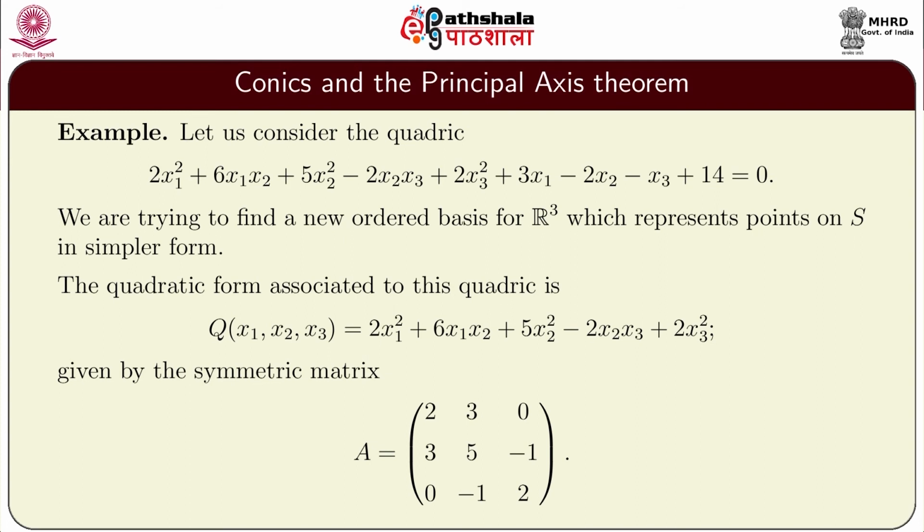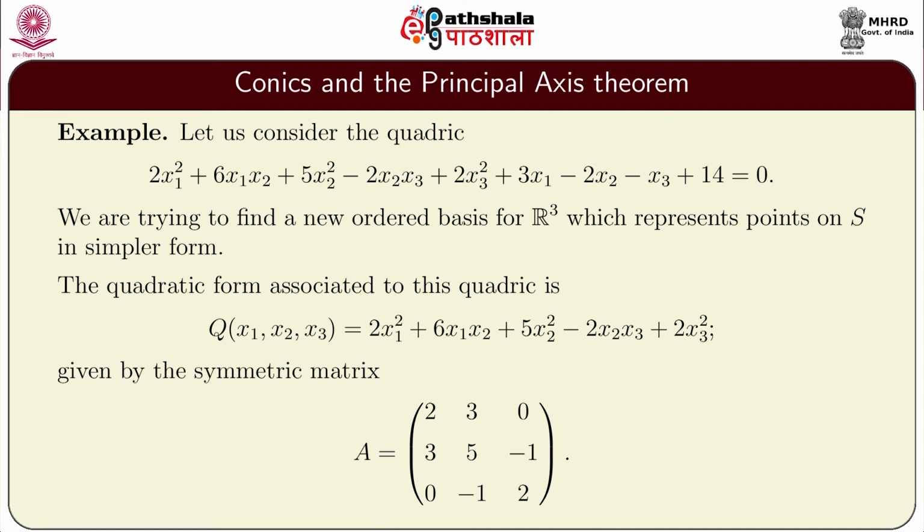You can see that 2x1² + 6x1x2 + 5x2² - 2x2x3 + 2x3² is the quadratic form associated to this quadric, and then we have the linear part, 3x1 - 2x2 - x3, and the constant 14. And what is our aim? Our aim is to find a new ordered basis for R3 which represents points of the quadric in simpler form.